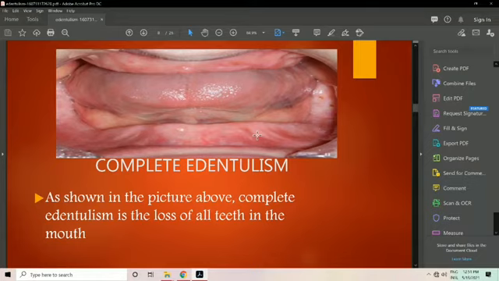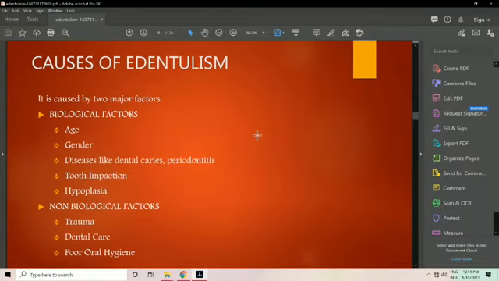Okay, so as shown in the picture above, complete edentulism is loss of the teeth in the mouth, that is, in both the maxillary and mandibular arch. What are the causes? This is the main slide. The causes may be categorized under biological factors and non-biological factors. These are the two major factors irrespective of the other factors. We can categorize our causes into two headings: biological factors and non-biological factors.